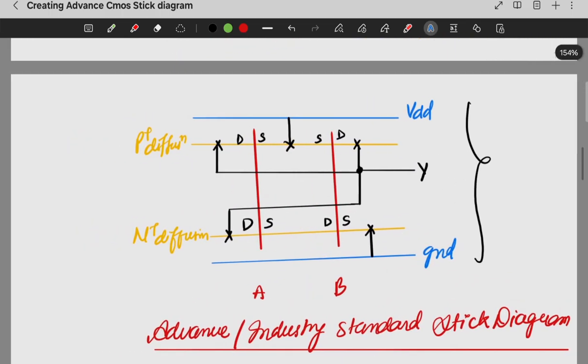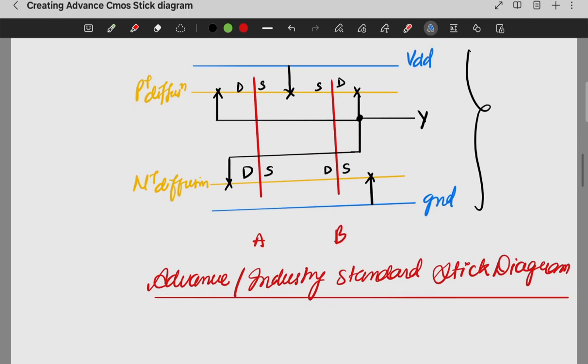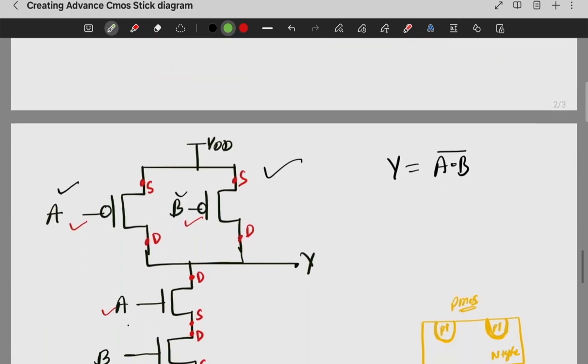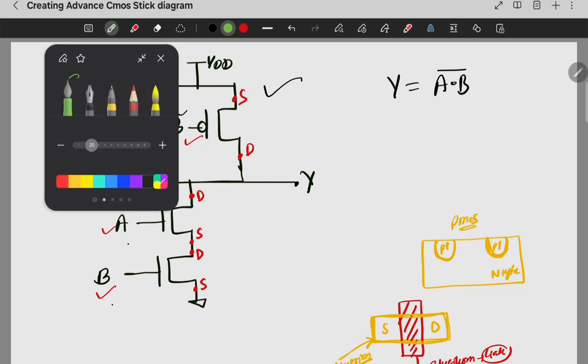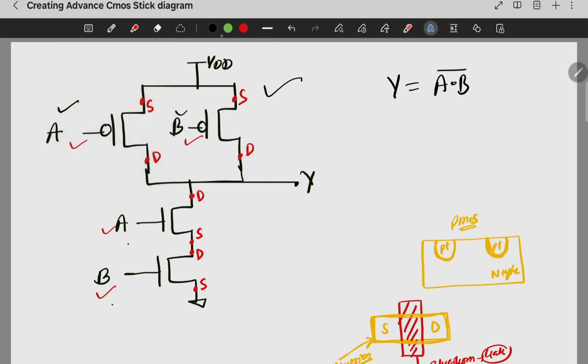Now what we have to learn is how we can represent it in this way, which is the more accurate way of representing the layout. Now let's see. Just for your simplicity, so that we can cover this in minimum time, I have written some of the things on my own. So these things represent our previous schematic of the transistors.